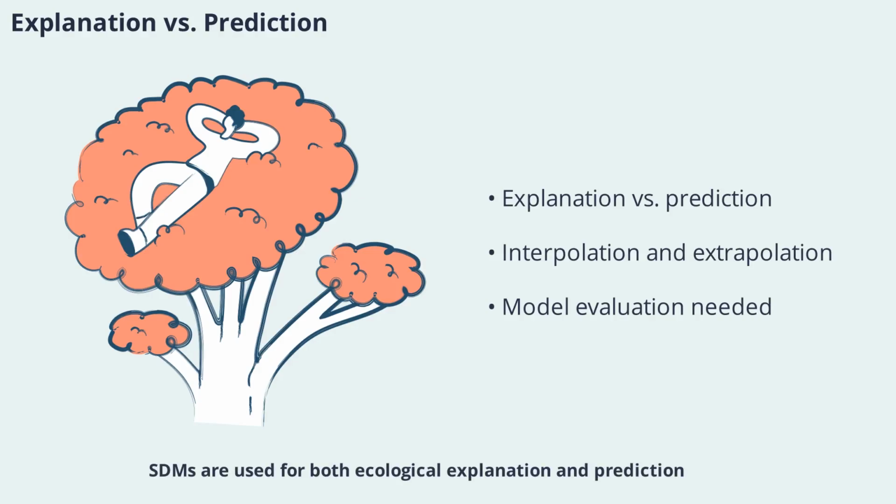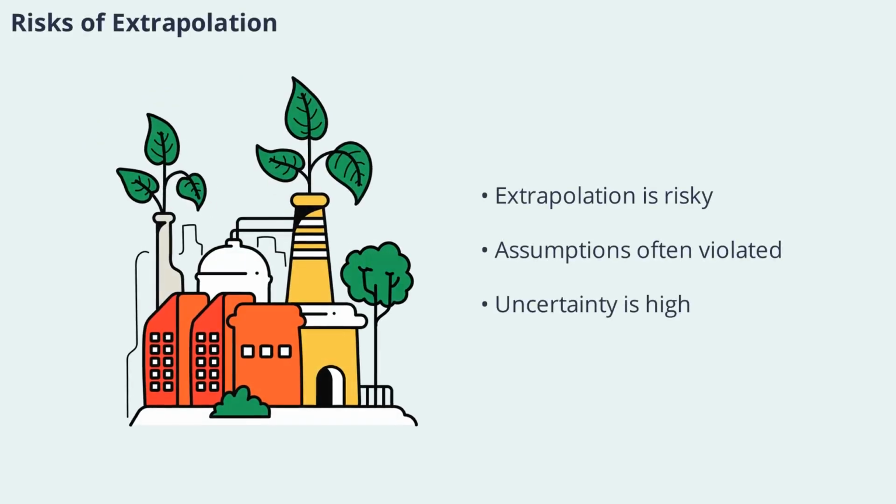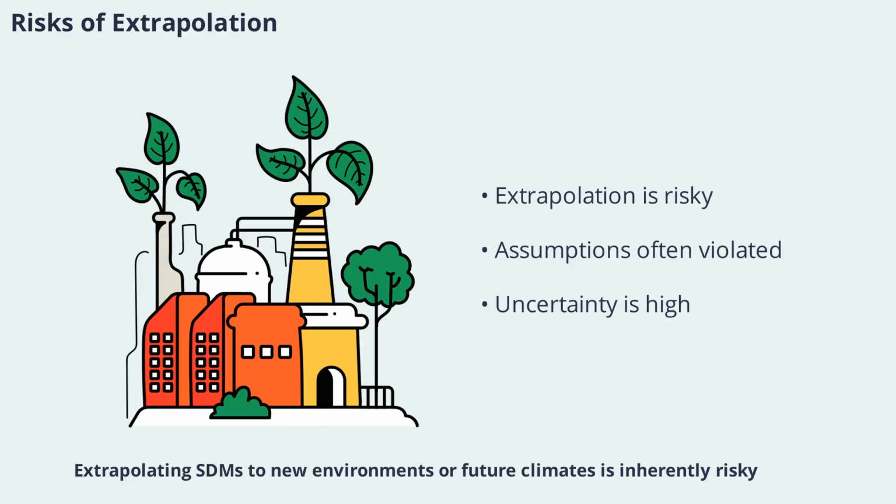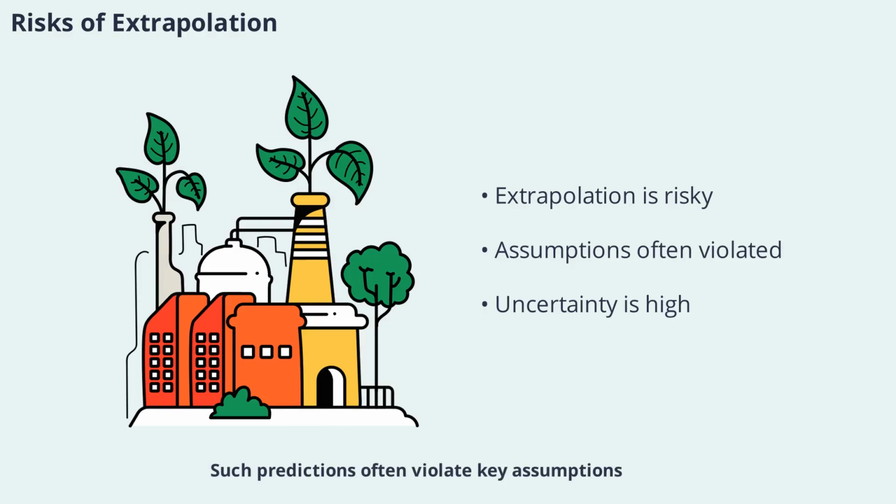SDMs are used for both ecological explanation and prediction. Early studies focused on understanding the causes of species distributions, while recent work emphasizes predicting where species might occur, especially for conservation or management. Prediction can take two forms: interpolation, which predicts within the range of existing data, and extrapolation, which predicts to new regions or future conditions. Each approach has its own challenges and requires careful model evaluation. Extrapolating SDMs to new environments or future climates is inherently risky. Such predictions often violate key assumptions, like species being in equilibrium with their environment.